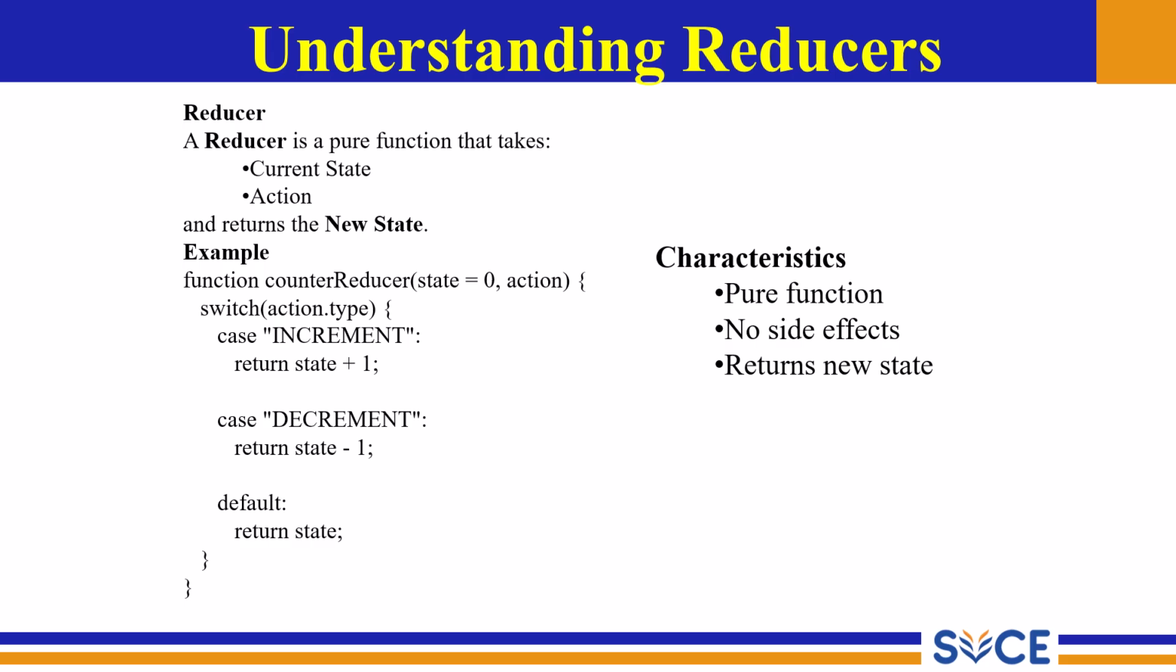Now notice another important concept. Reducers are pure functions. Pure means same input, same output, no randomness, no API calls, no database access, no timers, no direct state modification. Instead of state.count++, always return state.count plus 1. Never modify existing state directly. Always create a new state object. This makes debugging easier.